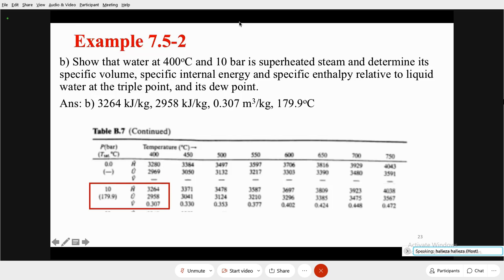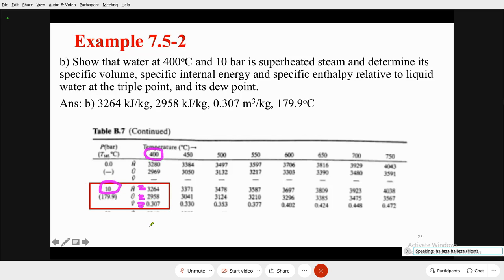Okay, so now I'm going to need to scribble. The problem with this thing is sometimes I can start noting. Okay, that's 400. That's 10 bar. What is the volume? That's the volume. What is the internal energy? That's the internal energy. What is the enthalpy? That's the enthalpy.